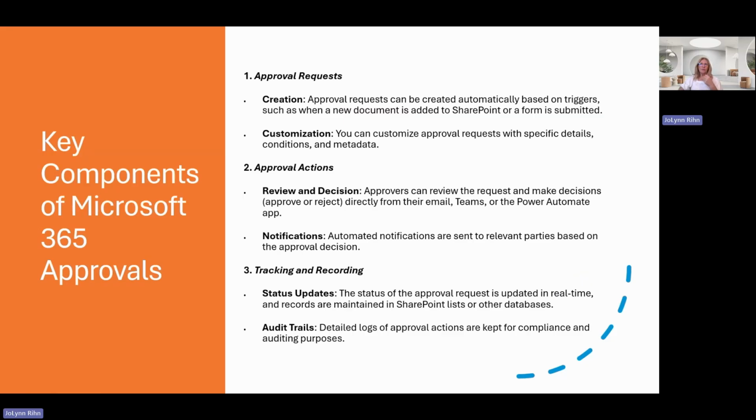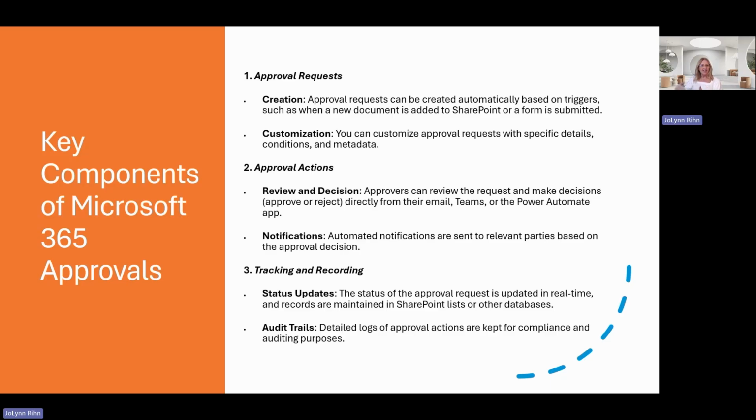So other things that we can use it for and kind of how this would work when we talk about the key components to our Microsoft 365 approvals. We send in an approval request. There's going to be an action that is going to go along with that. So first we have to say, this is what needs to be approved. And then here's the action we're going to give them. They can approve, reject, they can leave comments, those kind of things. And then it gets sent back, whether they approved or rejected it.